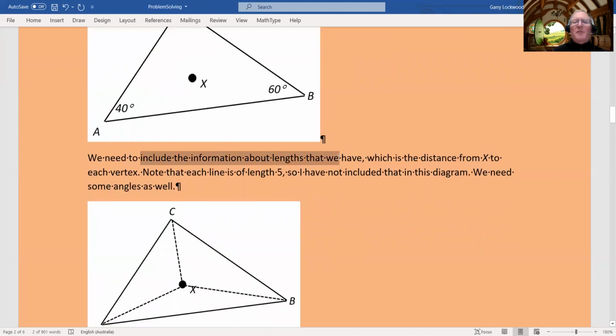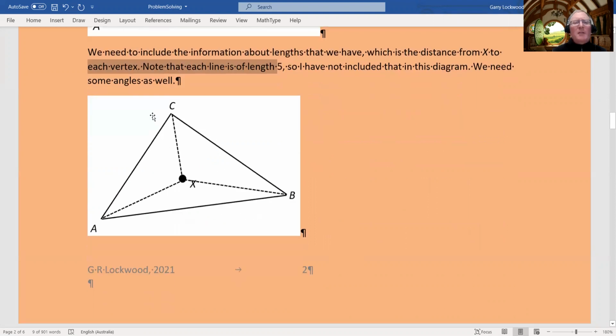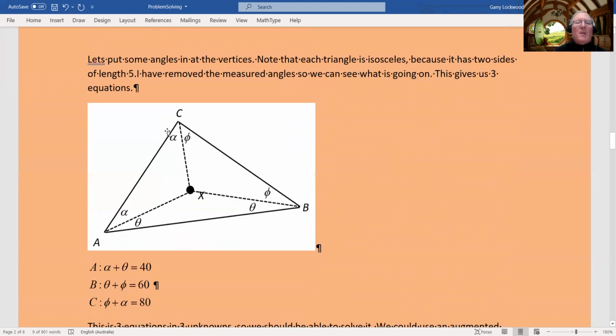We need to include information about lengths that we have, which is, of course, the distance from X to each vertex. And so I've drawn the lines from X to each vertex. I haven't put the length in because they're all 5. And we will need some angles. So let's make up some angles. So I've got theta and theta here, and of course, because these sides are both of length 5, this is an isosceles, they're both theta. These are both 5, so these are both phi, and again, both 5, so these are both alpha. So we've now got 3 triangles, each with 2 known lengths and no known angles whatsoever.